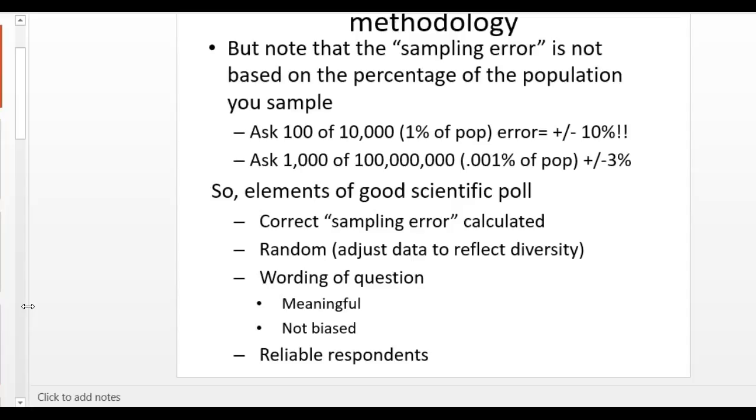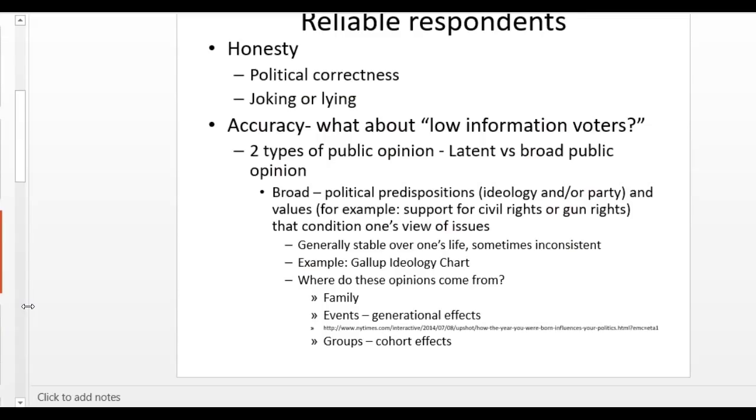But another issue, when we think about the elements of a good scientific poll, is the reliability of respondents, which is very important. It's a pervasive question, and it's been very important ever since we started doing these polls and realizing that, for the most part, citizens do not have a lot of information. They don't know a lot about the political system or about public policy questions. They might answer a poll a certain way, but they don't really know why they answered that way. And so reliability becomes an important question.